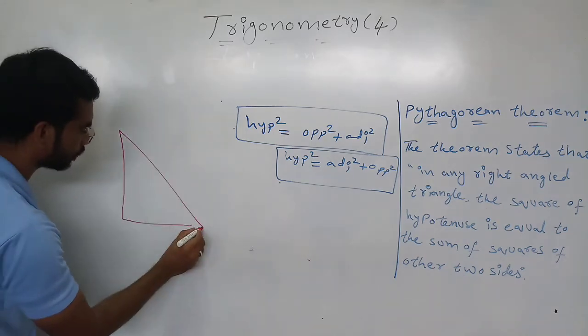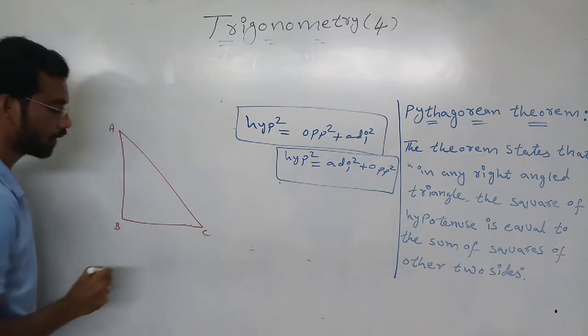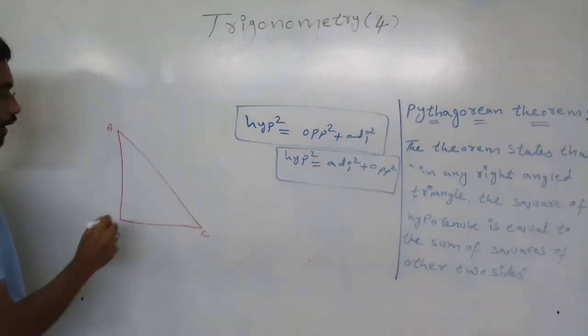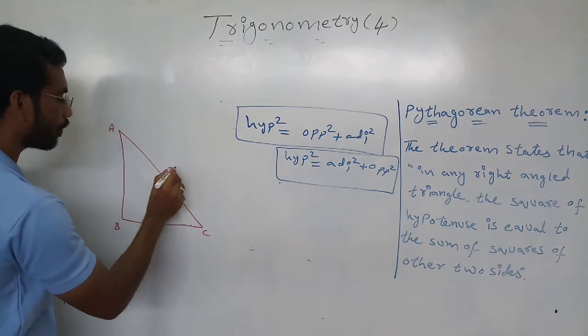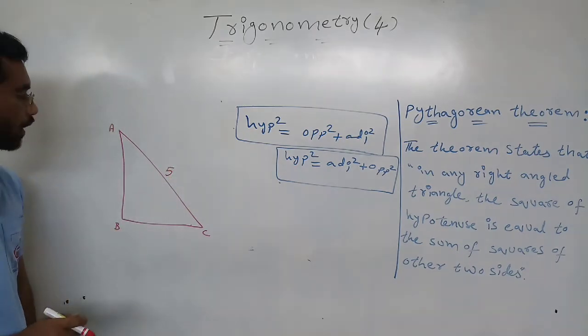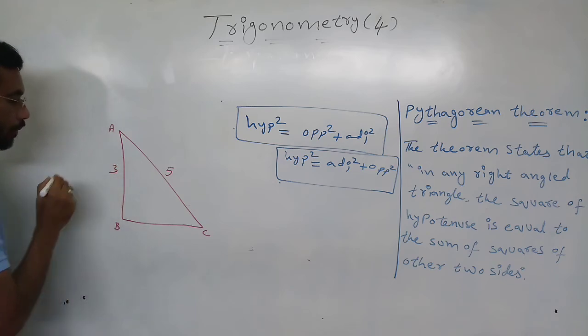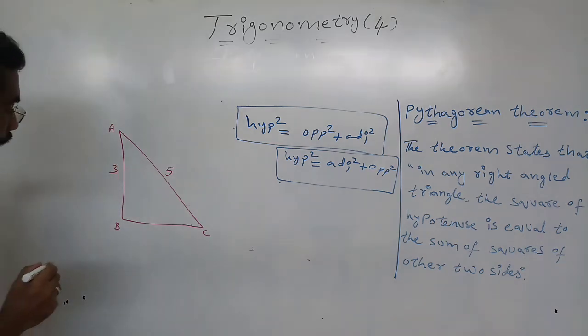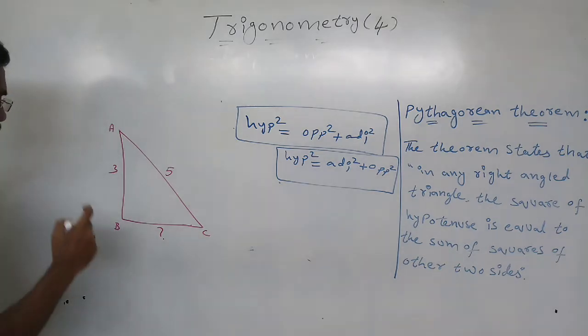Take a triangle, name it as A, B and C. Hypotenuse, if it is given, for example 5, and one of the sides is given as 3. Now what is BC? How to find out BC?